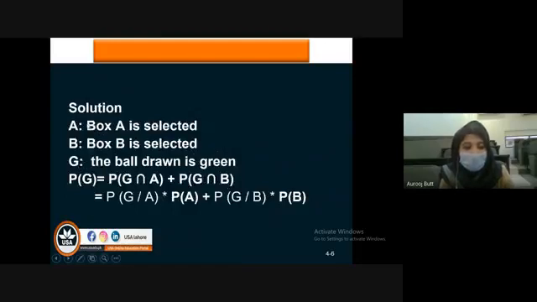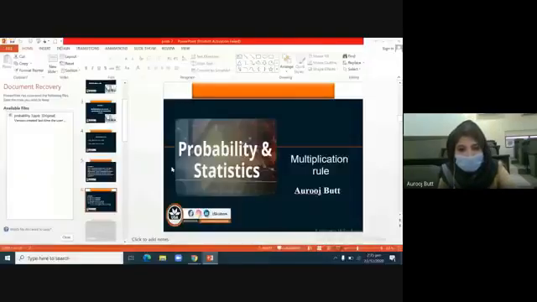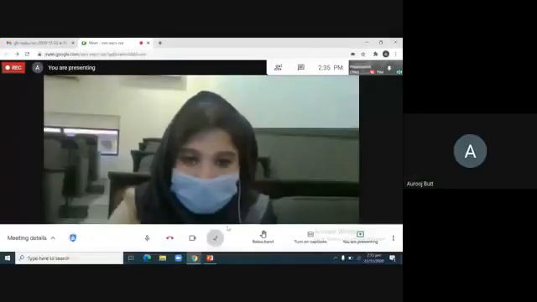Then we have two possibilities. The first possibility is that the ball selected is from box A, so you can define it as event A, that box A is selected. Then comes event B, which you can define as box B is selected. So by using the multiplication rule, you can easily compute all of these probabilities.